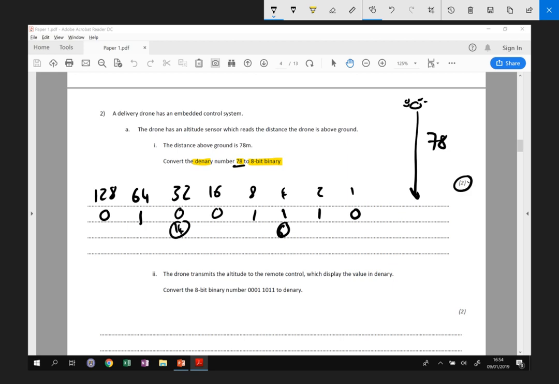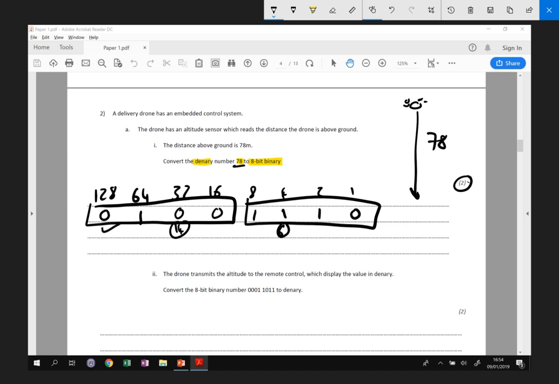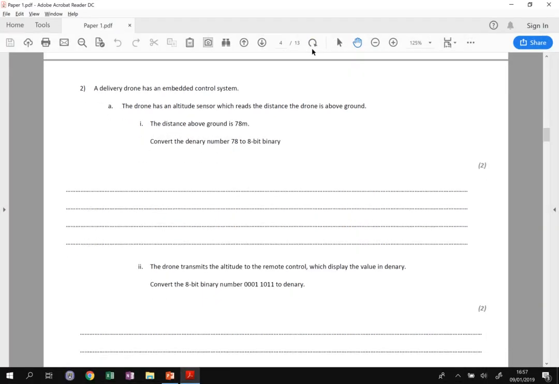There's 2 marks available here, 1 mark for the first 4 bits, 1 mark for the second 4 bits, as long as your answer is an 8-bit binary number. So you've got to have that leading 0. You can't just write 1001101. Okay, let's have a look at the next question.